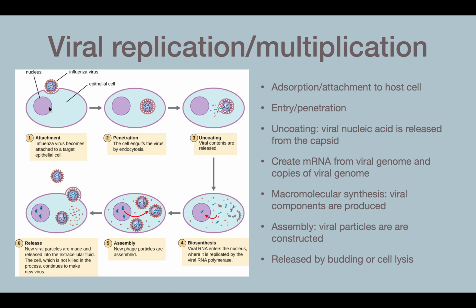First, the virus will come and attach to the target epithelial cell, and then it is going to penetrate the cell due to either endocytosis or their molecular needle. The viral nucleic acid is going to be released during uncoating, and that creates the mRNA from the viral genome and the copies of the viral genome itself. The macromolecular synthesis is going to occur, then assembly, and then the release due to budding or cell lysis.